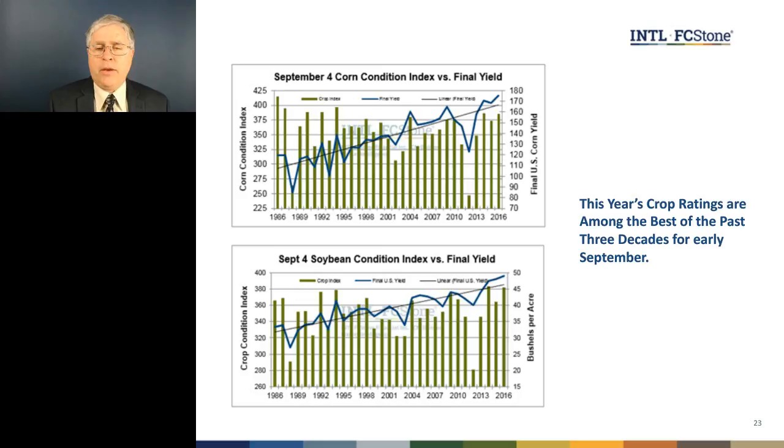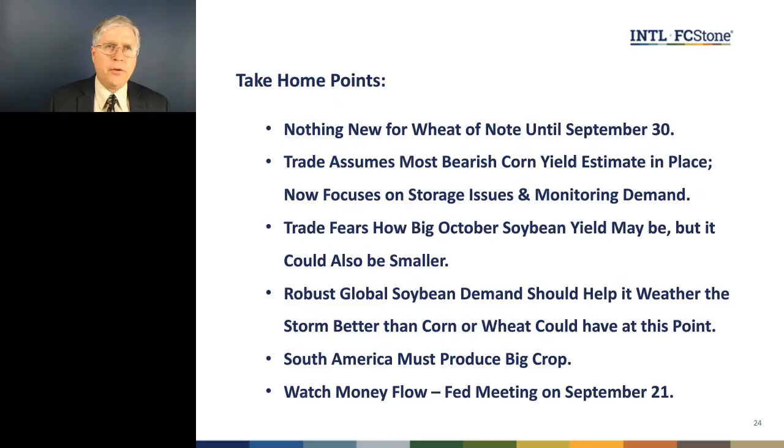And you can see that the corn crop rating is in the top 20% of the last 30 years for this time of year. Soybeans, second only to 2014, and only by a point at that. The blue line there is the final yield for each of those years.